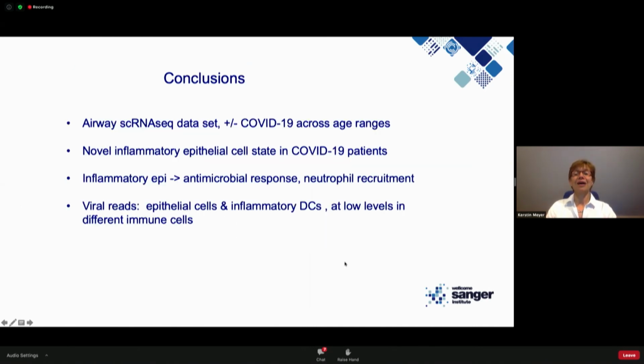And let me just quickly go over the conclusions. We've generated a large single cell data set. We've identified a novel inflammatory epithelial cell state that is associated with COVID and that appears to be relevant in generating the antimicrobial response and neutrophil recruitment. And we've been able to detect viral reads in a range of different cell types, epithelial and inflammatory dendritic cells, and also at low levels in different immune cells.